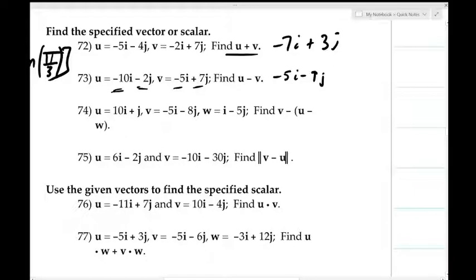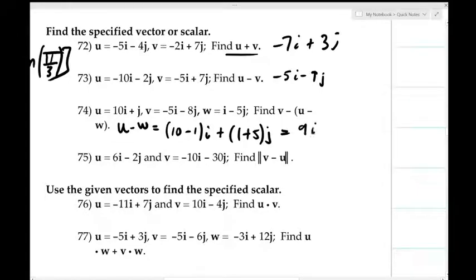The following is number 74, and we have v minus u minus w, but u and w are inside the parentheses, so we have to do that first. So u minus w is equal to 10 minus 1 i plus 1 minus negative 5, and that's all the j components. That is all equal to 9i plus 6j.